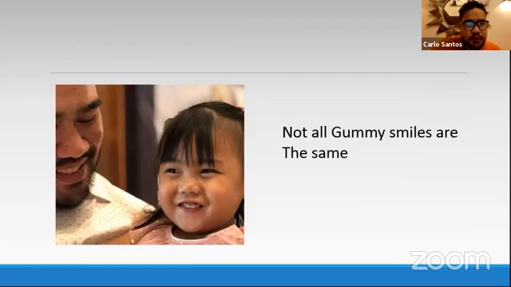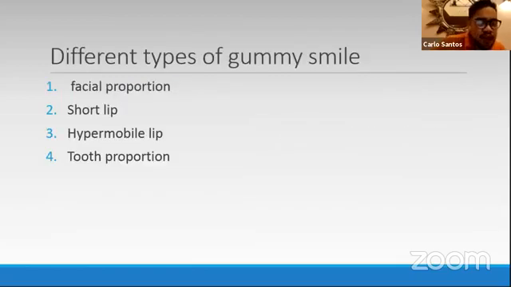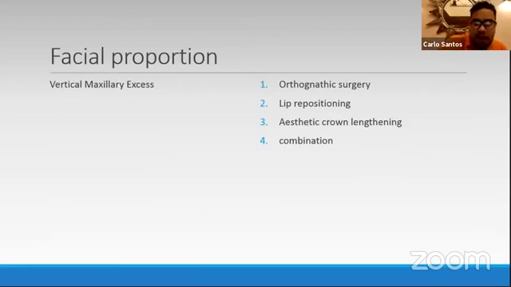So etiology is very important. The cause of the gummy smile, of anything actually, when we treat disease or in surgery, we have to know the etiology. So the different types of gummy smiles are: facial proportion, short lip, hypermobile lip, and tooth proportion. Okay, let's discuss each. Remember a while ago we were following the journey of patient 1, 2, and 3.